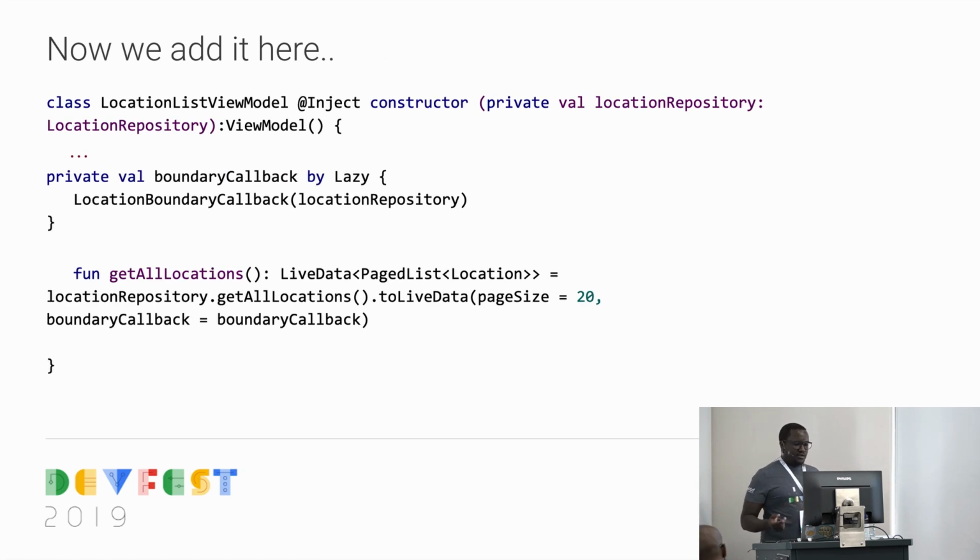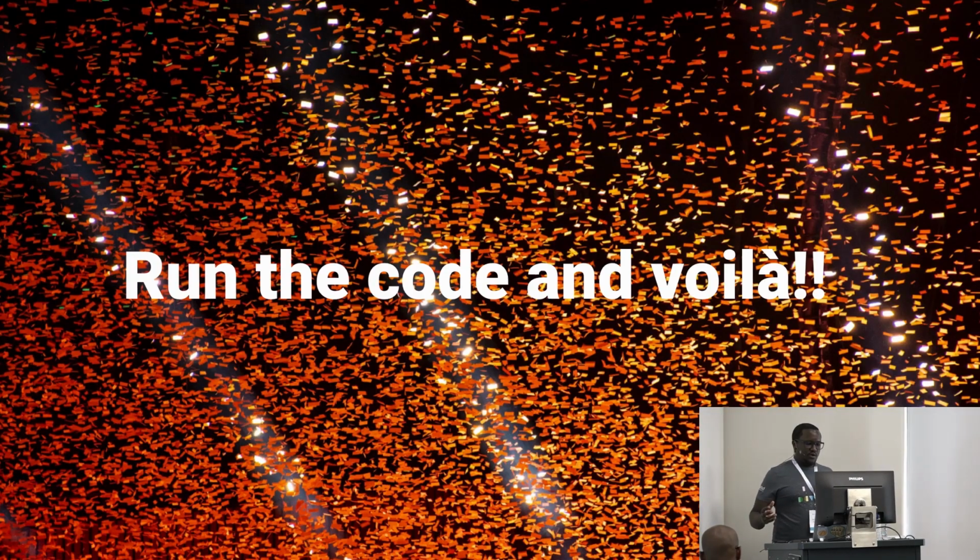Okay, cool. So now where do we add the boundary callback? We add it back into the function where we get locations and just set it to that, and that is it. So we have all the moving parts to get your data in. Now run the code and voila, it'll work. You'll get your data, store it, and show it.